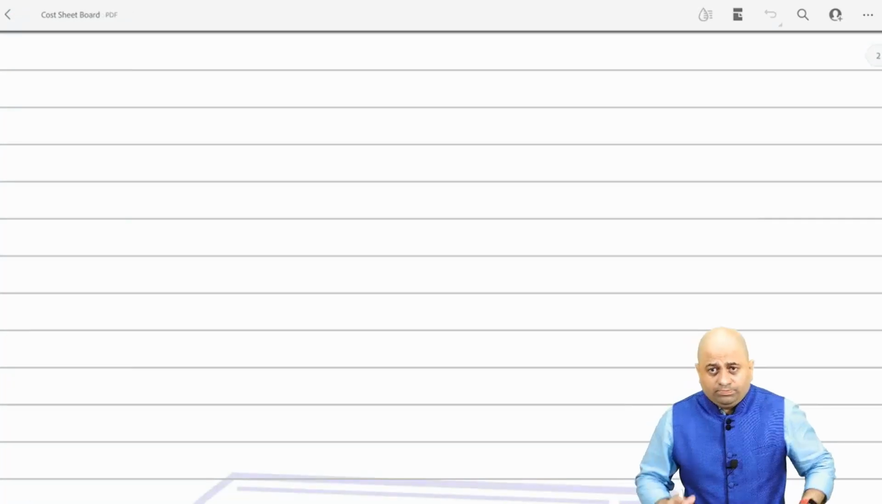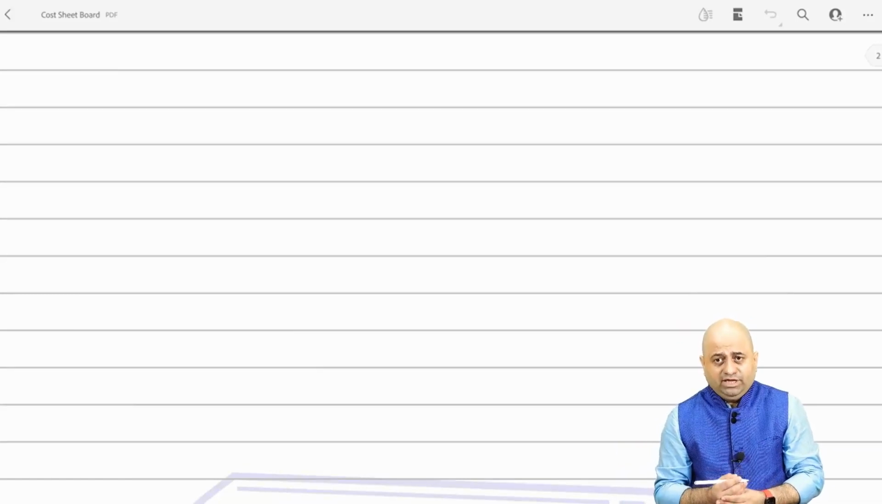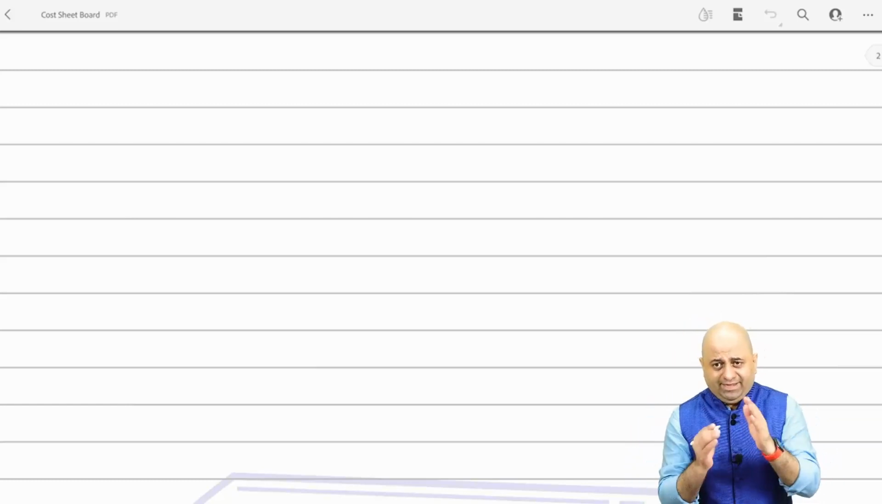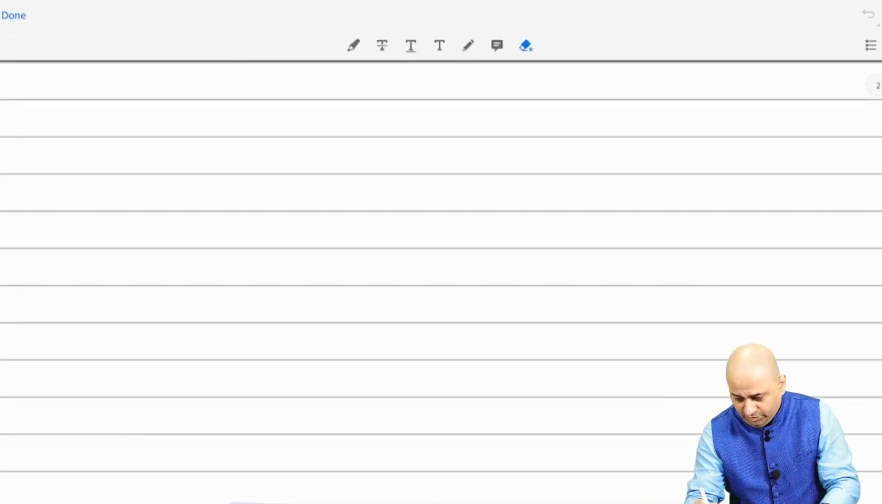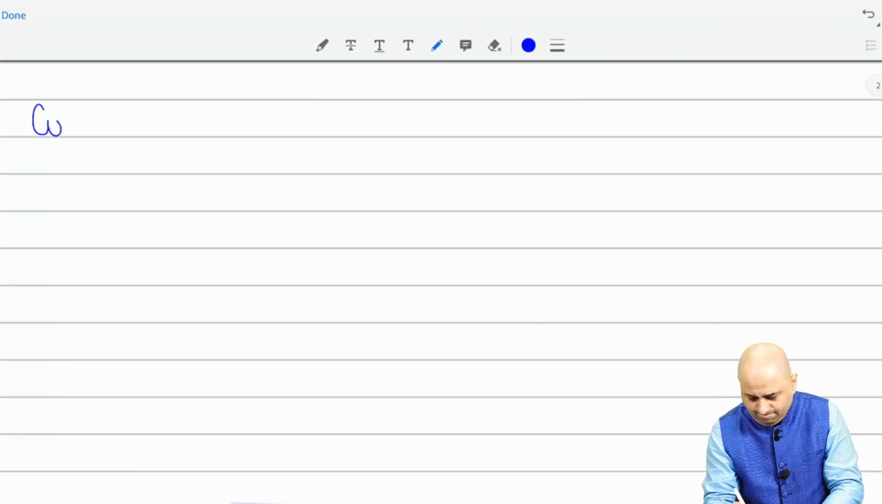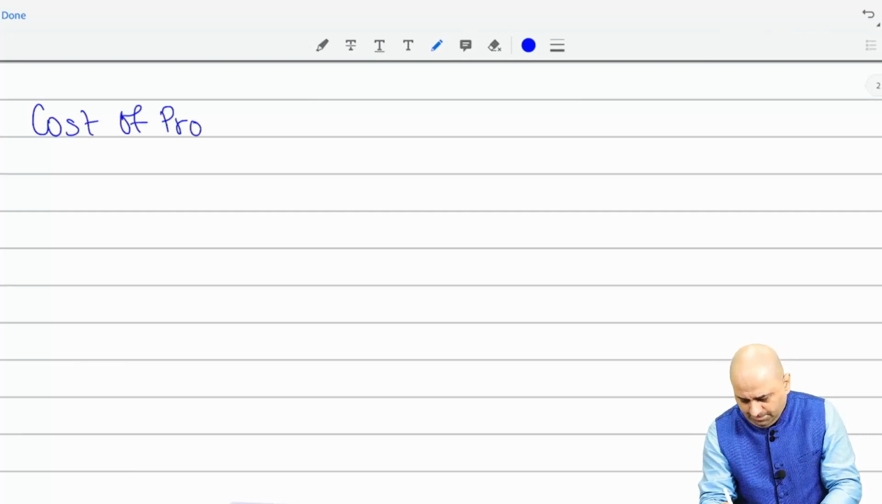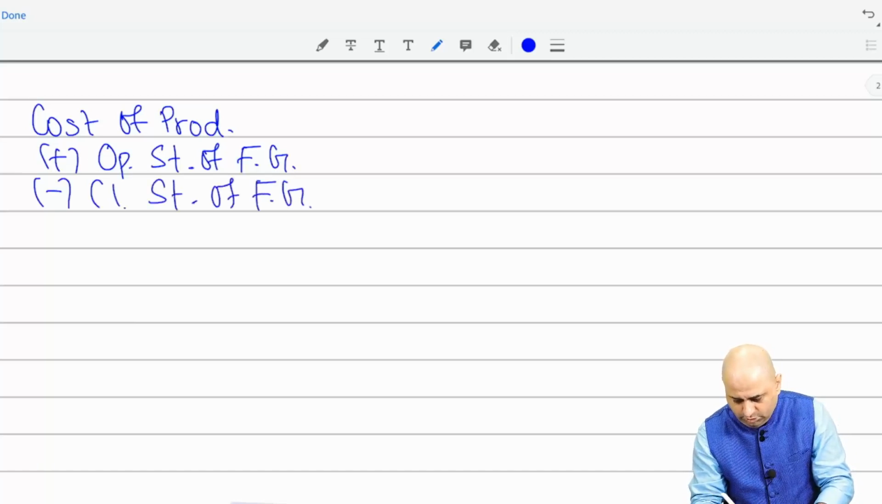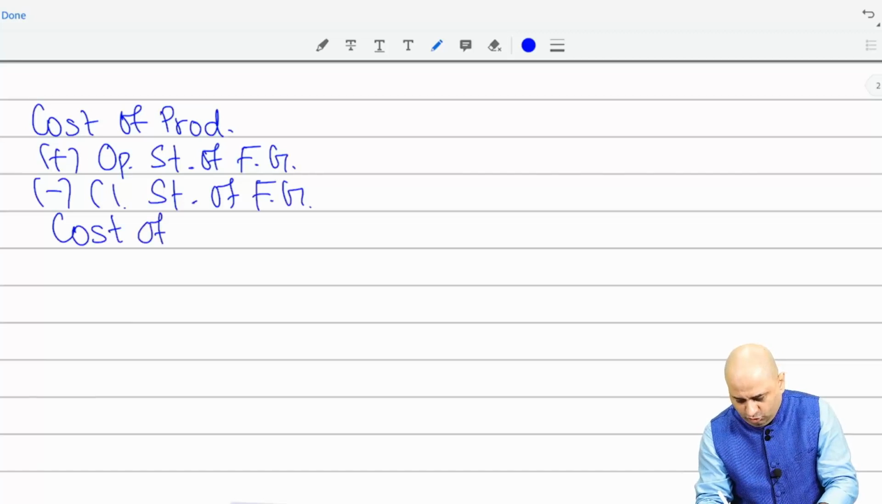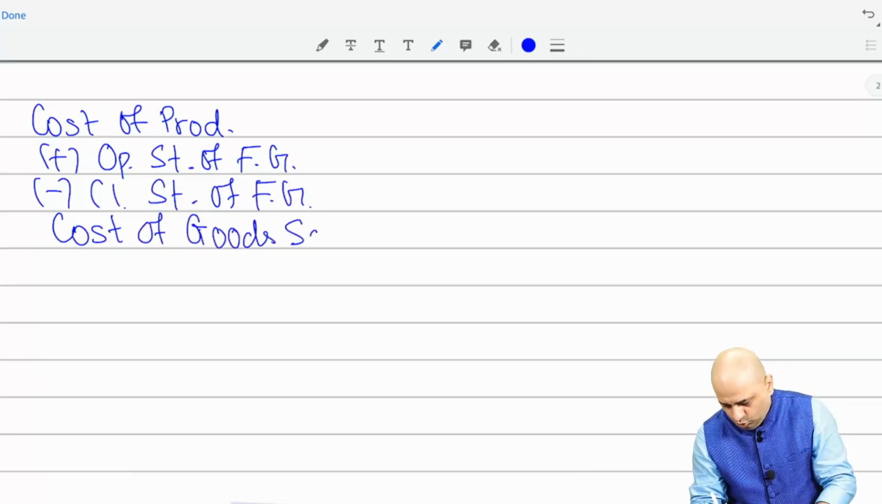Okay, so now, yes, I agree, we just studied the cost sheet, but the cost sheet format had certain specific things. I just wanted to explain that separately, so that's why I have got this board in front of you. There is a part which goes like this: cost of production plus opening stock of finished goods minus closing stock of finished goods. So what you get is known as cost of goods sold.